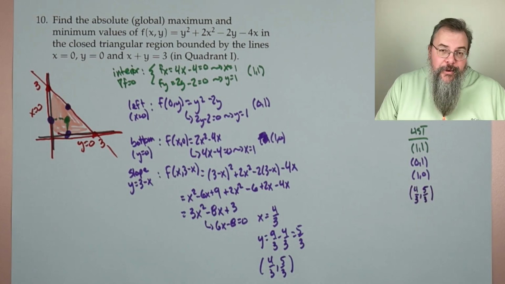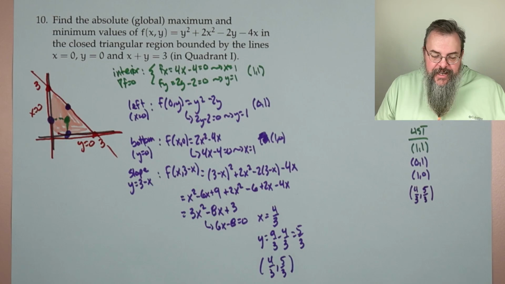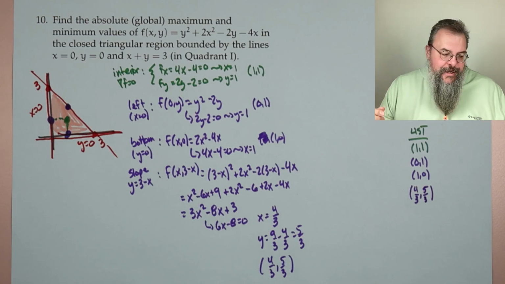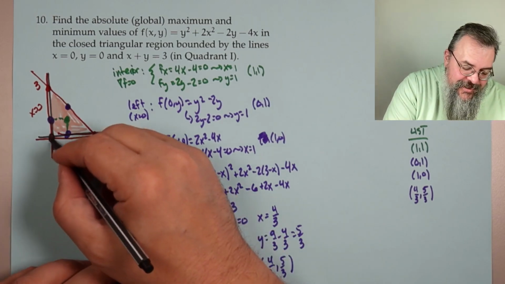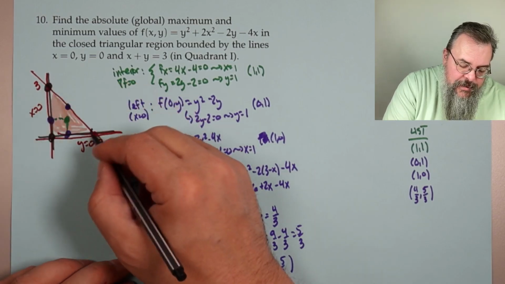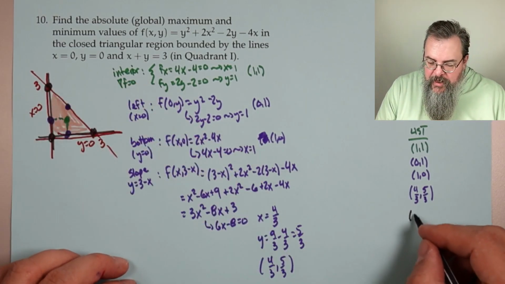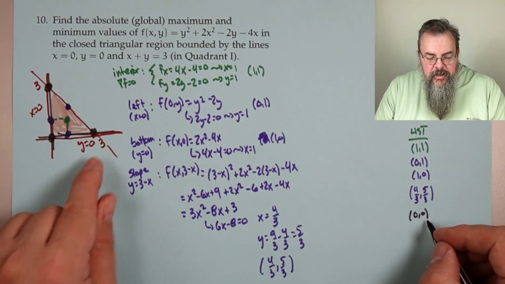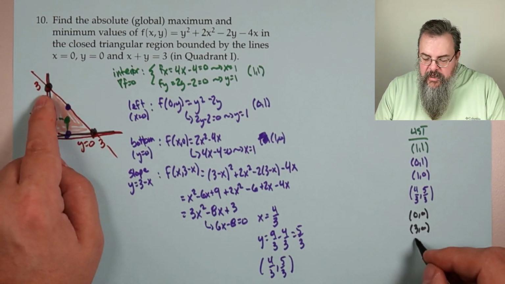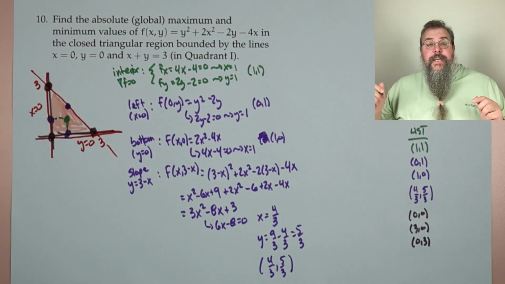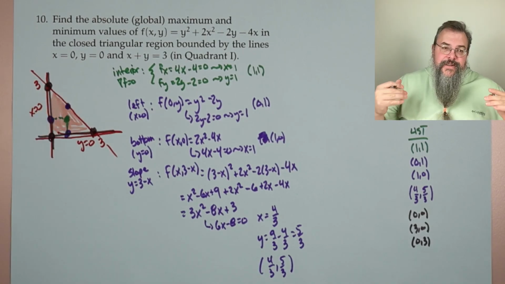Now, one more point, or points, I should say, and usually I do these sooner, but make sure you don't forget what hasn't been included on our list yet. The corners. Don't forget the corners. Absolutely. So, we have 0, 0. Here would be at x equals 3, y equals 0. Here would be at x equals 0, y equals 3. So that gives us 7 points to test.